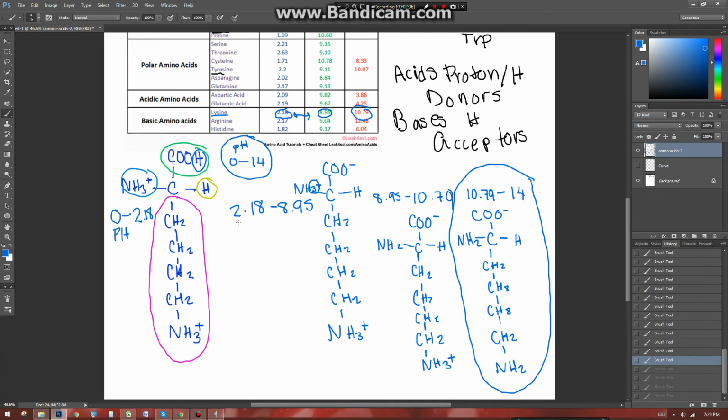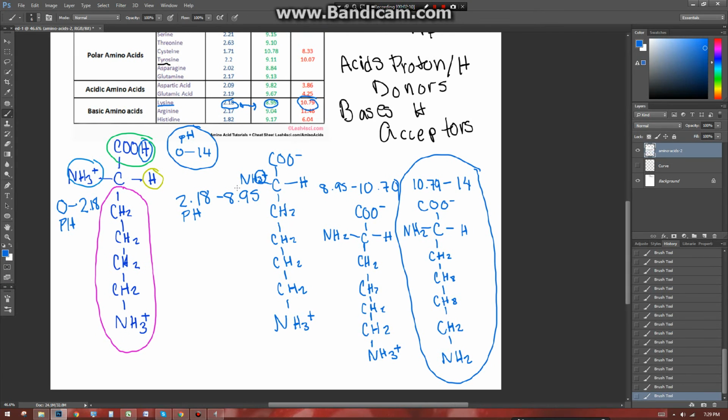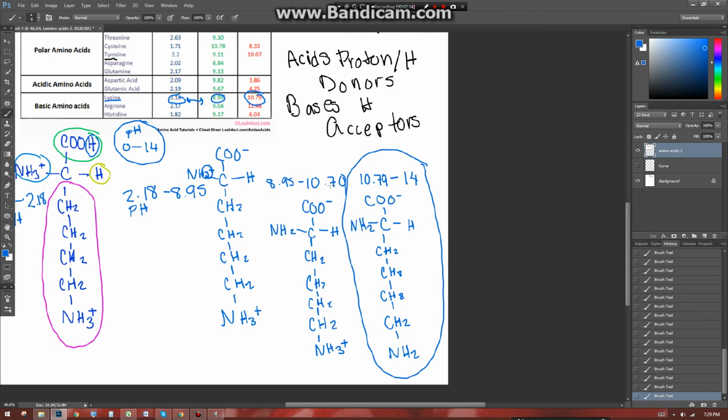When the pH is 2.18 to 8.95, it's going to look mostly like this. When the pH is 8.95 to 10.79, it's going to look mostly like this. And from 10.79 to the end, to 14, it's going to look mostly like this.